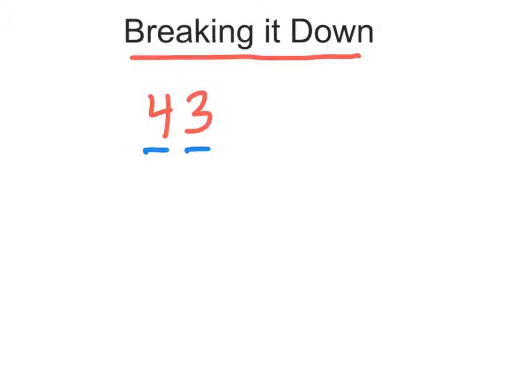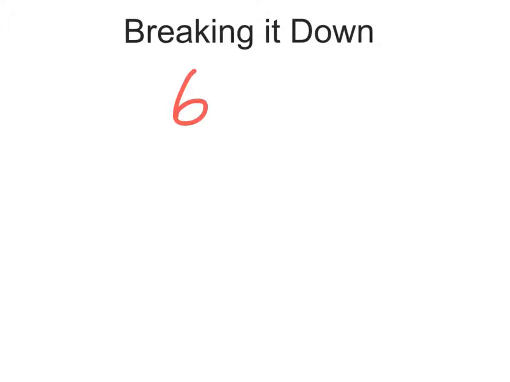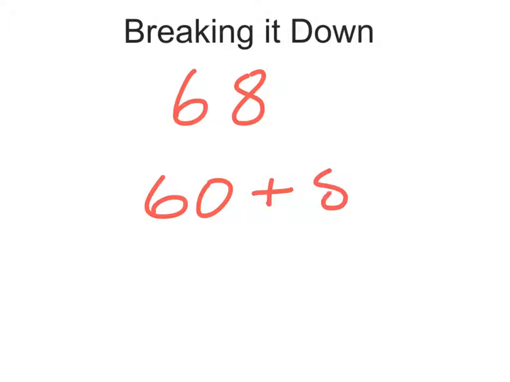Today we're going to learn a multiplication strategy called breaking it down. Before we do that, we need to know what it means to break a number down. Well, the number 43 can be broken down by its individual digits. So 43 is like 40 plus 3. The number 68 can be broken down as 60 plus 8. We're representing each digit. So the 6 in the tens represents 60, and the 8 in the ones represents 8.